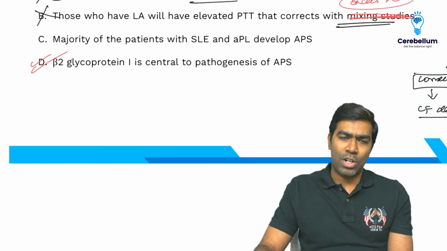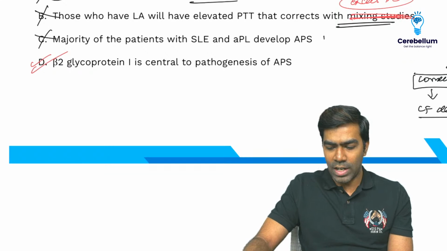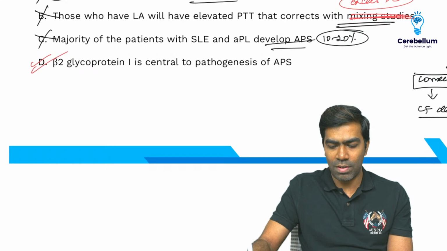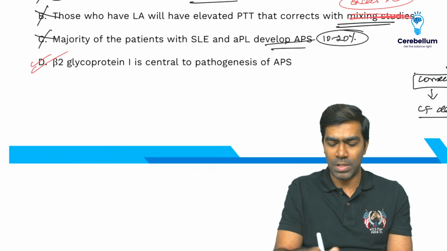What about option C? Majority of the patients with SLE and antiphospholipid antibodies develop antiphospholipid syndrome. This is also wrong. Only 10 to 20% of them develop antiphospholipid syndrome. Majority of the patients who have antiphospholipid antibodies do not really develop antiphospholipid syndrome. Only very few do. So option C is also wrong. The right answer for this question is option D. Beta 2 glycoprotein 1 is central to the pathogenesis of antiphospholipid antibody syndrome.